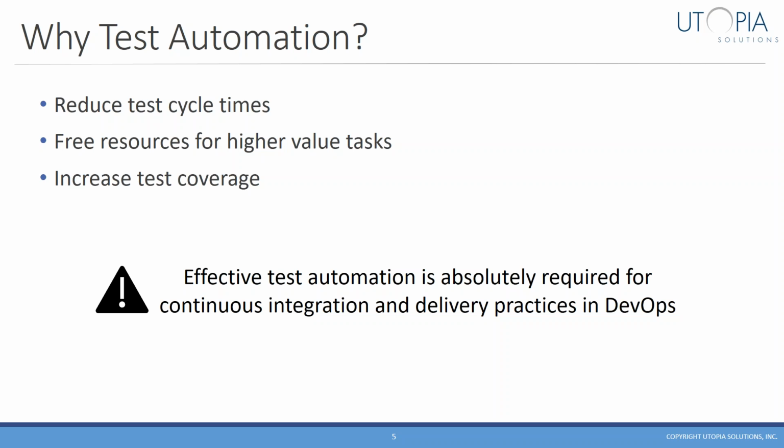So our automation needs to be accurate. And finally, for actual issues that we detect, we need to have feedback that helps us get to that root cause as quickly as possible. So suffice it to say, if you don't have effective test automation, you likely cannot be a high-performing DevOps shop.